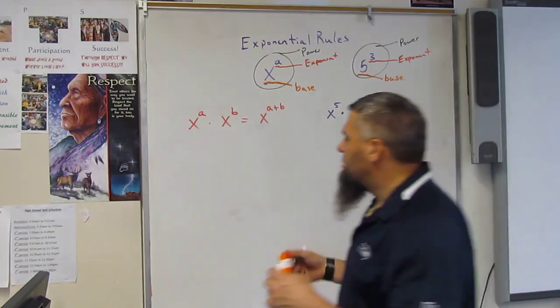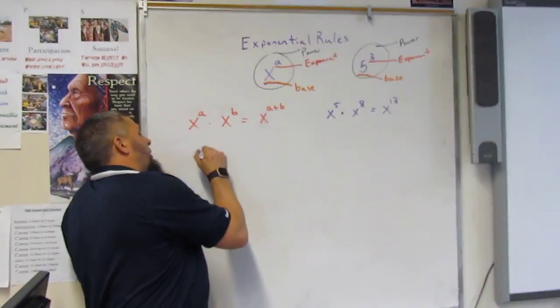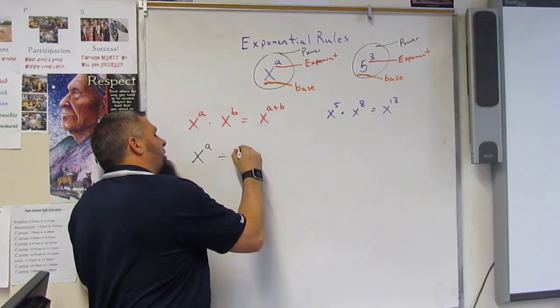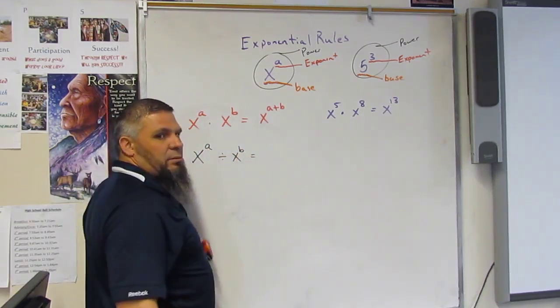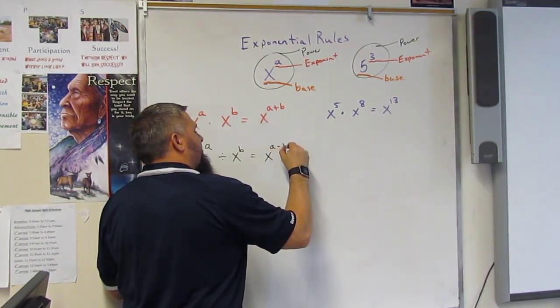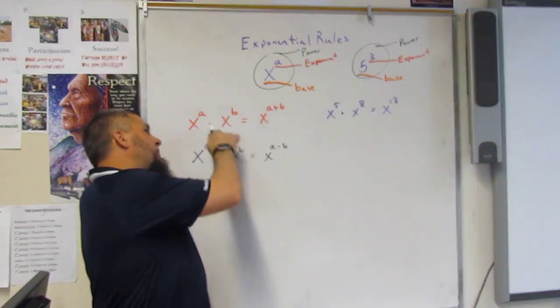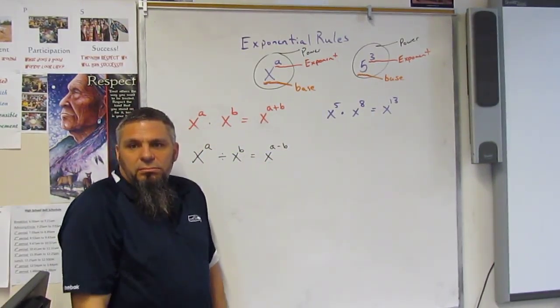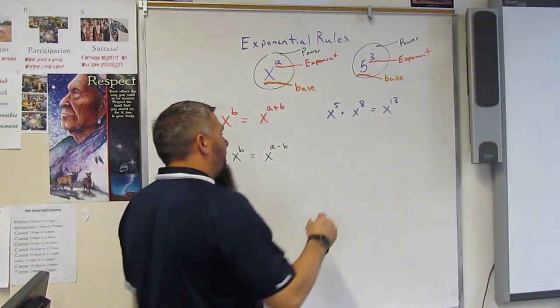Next rule. x to the a divided by x to the b. x to the a minus b. So when you multiply, you add. When you divide, you subtract. Simple. Think about it.